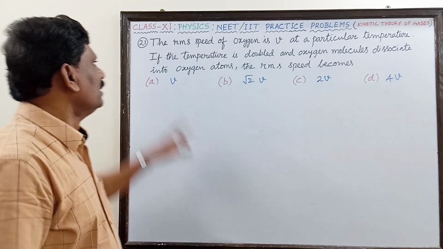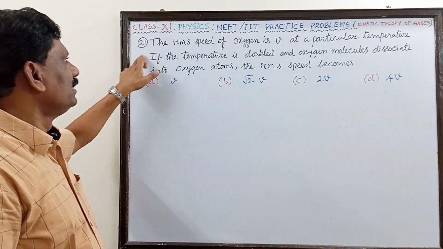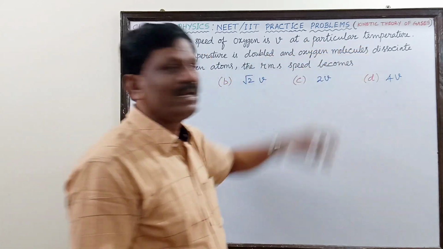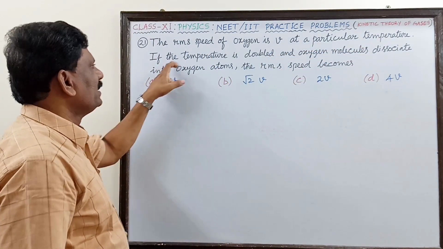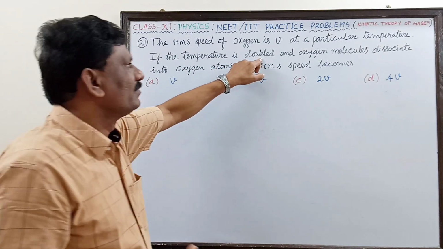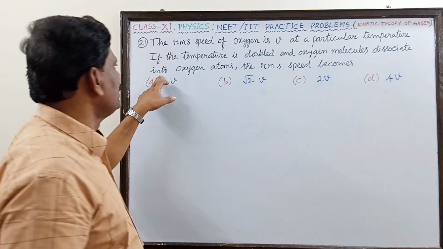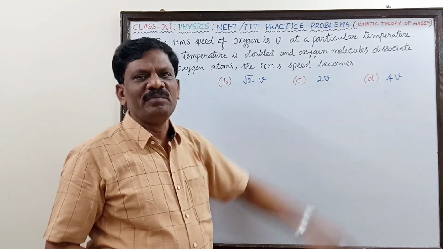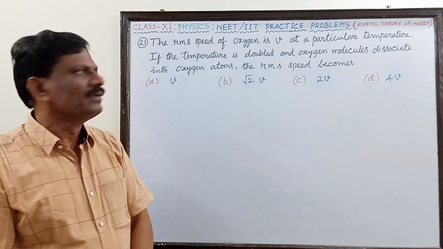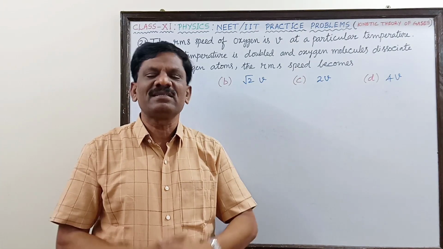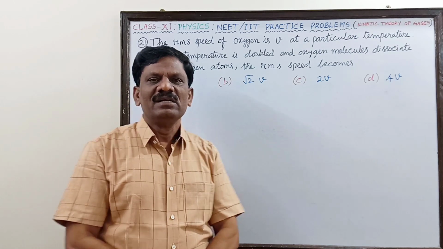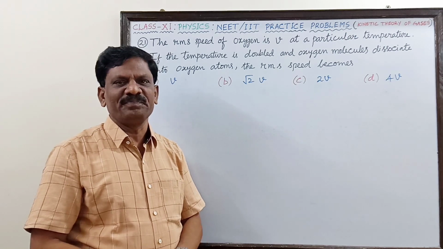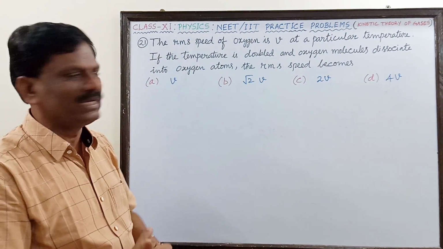Hi students, MCQ number 21. The RMS speed of oxygen is small v at a particular temperature, say T. If the temperature is doubled and oxygen molecules dissociate into oxygen atoms, the RMS speed becomes what we have to determine. This question is very interesting and very excellent question which has been asked in the previous year 2015 JEE exam, joint entrance exam for engineering.